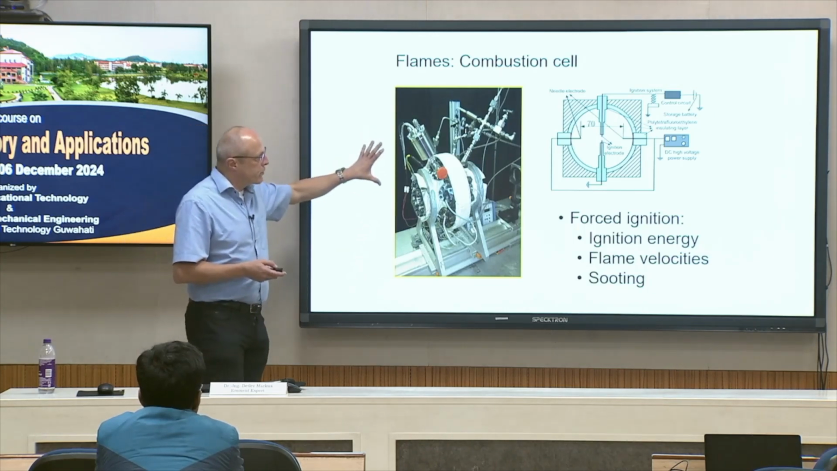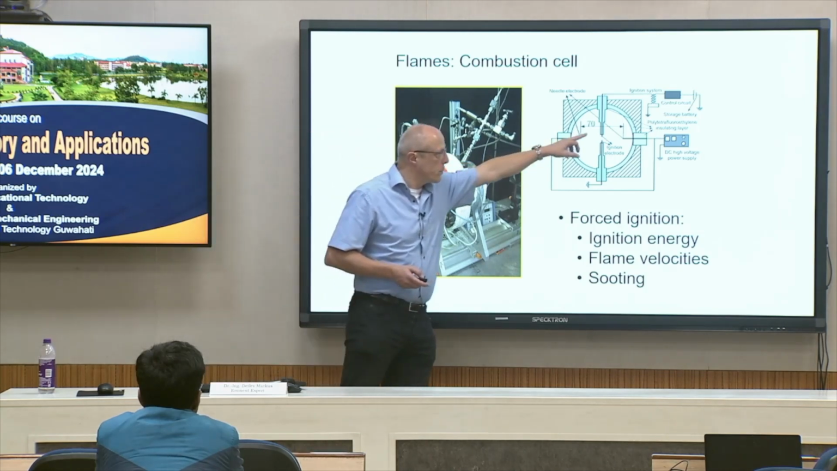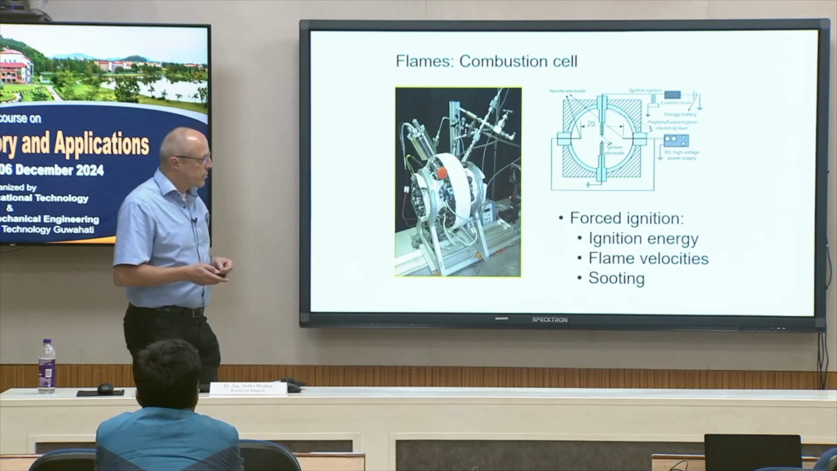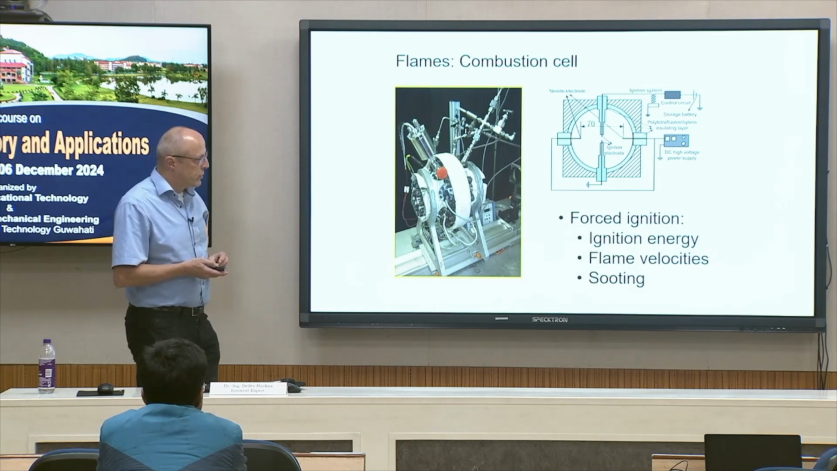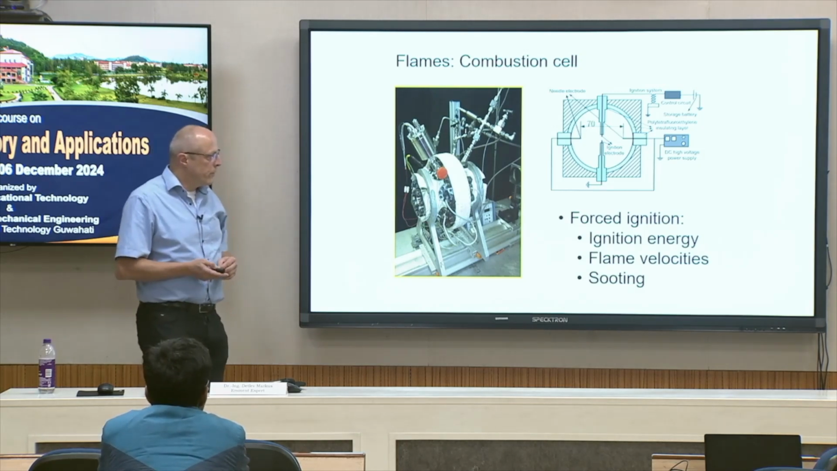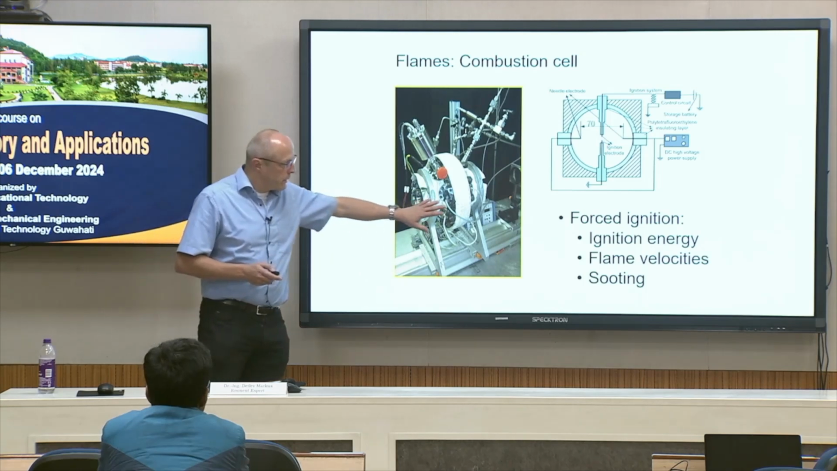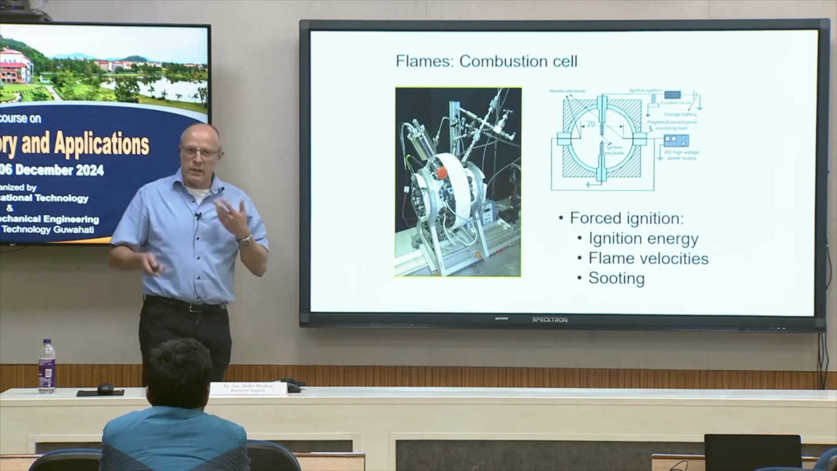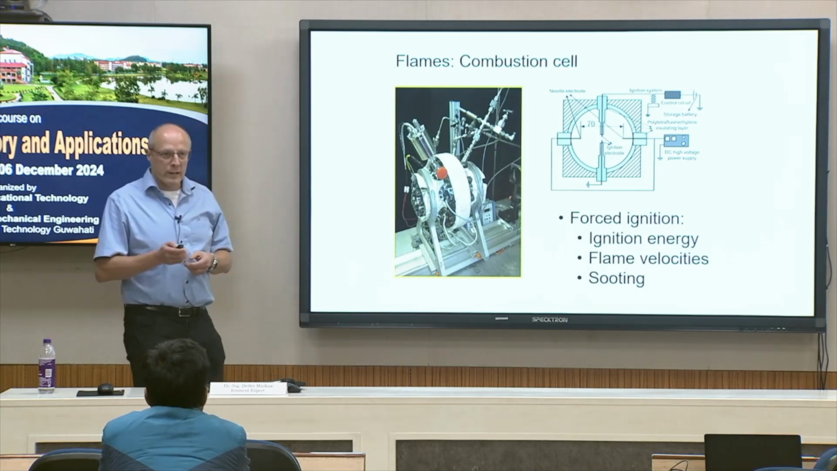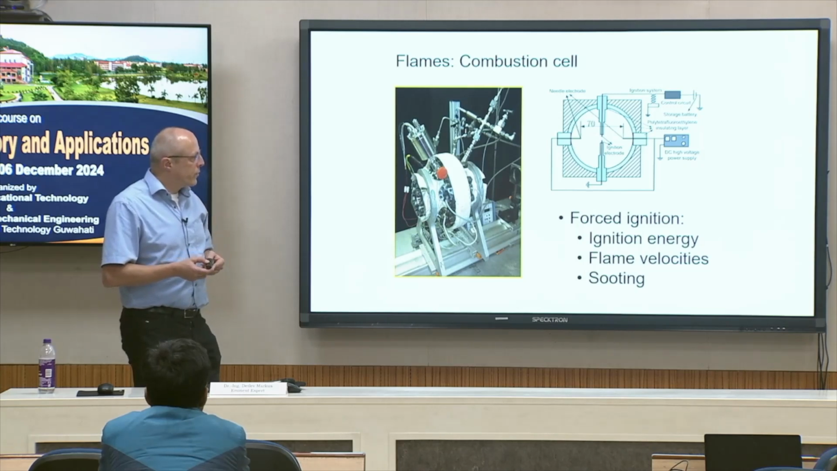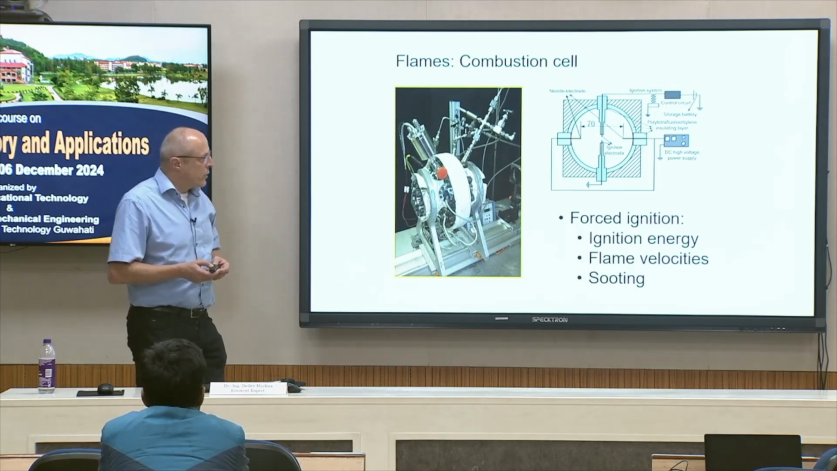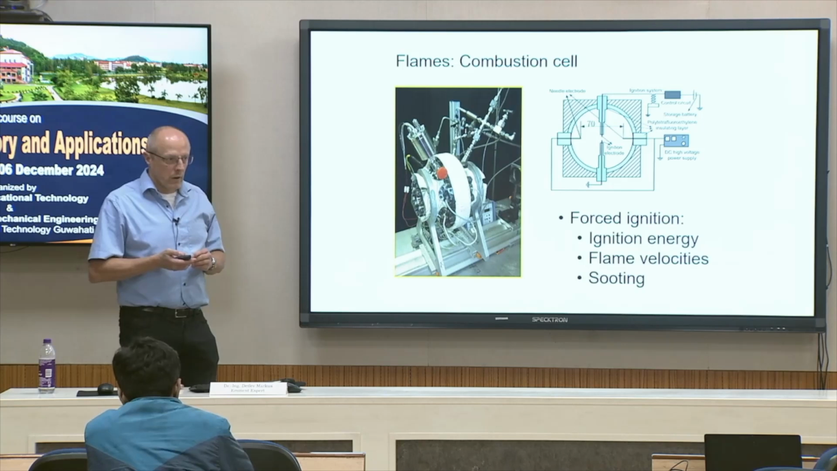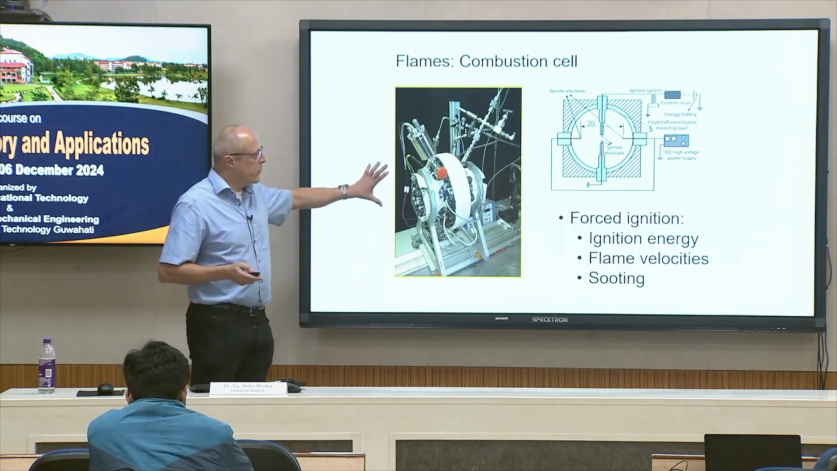We can use this combustion cell for forced ignition. So we have a spark plug here, 2 electrodes where we have an electrical spark, which then initiates our ignition. Here we can examine the ignition energy. We can yield information about flame velocities, but also we can examine some more complex chemical species, so OH radicals or sooting, or we can use laser techniques, for example, to measure temperature.